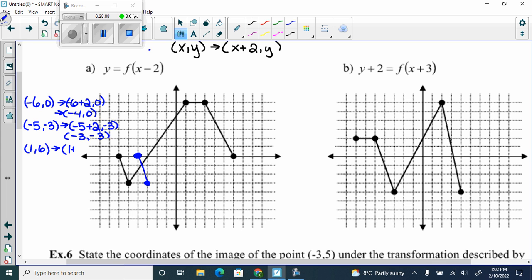It's now going to be at 1 plus 2 comma 6. So it's going to be at 3, 6. And then I connect those. Then I go to the next point, which is 3, 6. And we get 3 plus 2 comma 6, which is 5, 6. Connect those. And 1, 2, 3, 4, 5, 6, and 0 becomes 6 plus 2 comma 0, which is 8, 0.